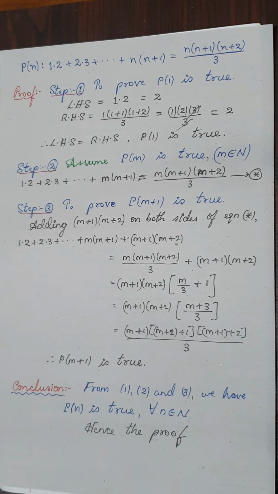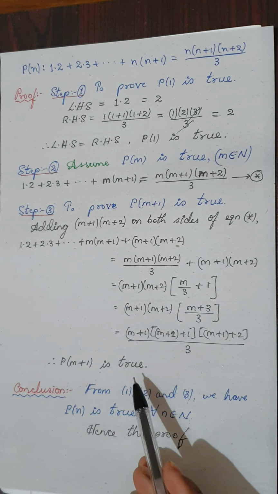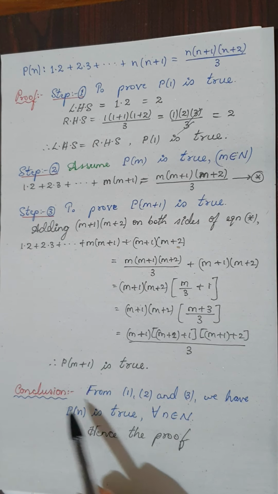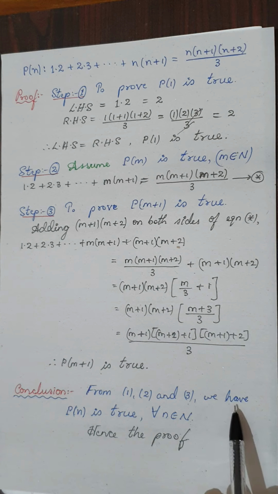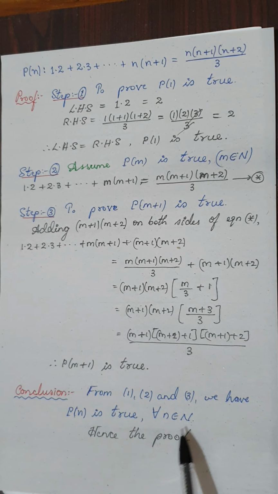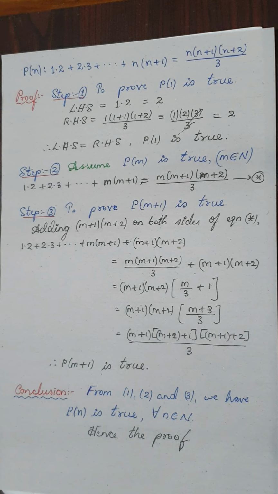So once the step 3 is cleared, we have just left over with writing the conclusion, which is again a regular conclusion which we use from 1, 2 and 3. We have P of n is true for all n belongs to N. And that concludes our proof. Okay, it's a very simple problem, though it may look complicated, but you have to work it out clearly, only then you can solve it. Okay, so that was all about the first question.